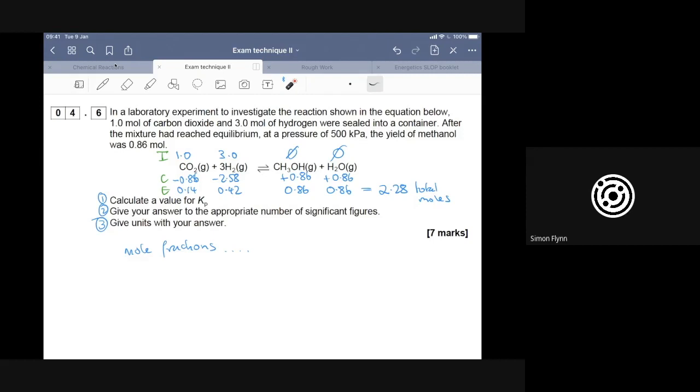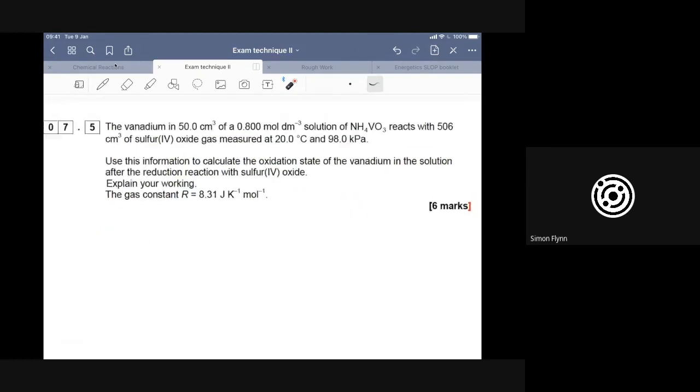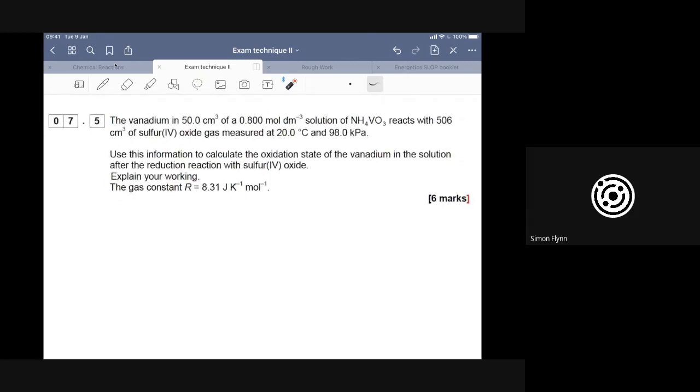All right. This is not something you've fully covered yet, so I just want to make a general point here. It's 6 marks. It gives you a volume and concentration. It then gives you a volume of gas and temperature and pressure, and then it's asking you to use this information to calculate the oxidation state of the vanadium after the reduction. Now, I'll tell you this bit is hard, and you haven't actually done it yet, so it'll be especially hard, right?